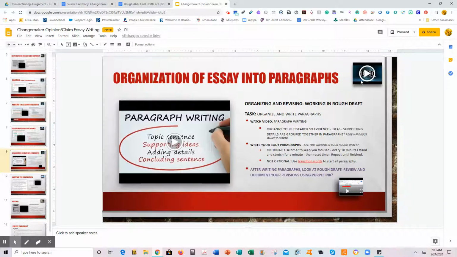Now, I have included a timer, so you can write for 10 minutes, and then you can stand up, like stretch your arms, twist your body, then sit back down, set the timer again. Keep doing that until your 3 body paragraphs are written. Not optional is to use transitional words.